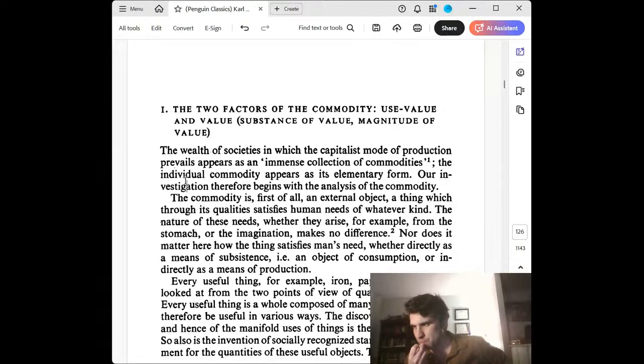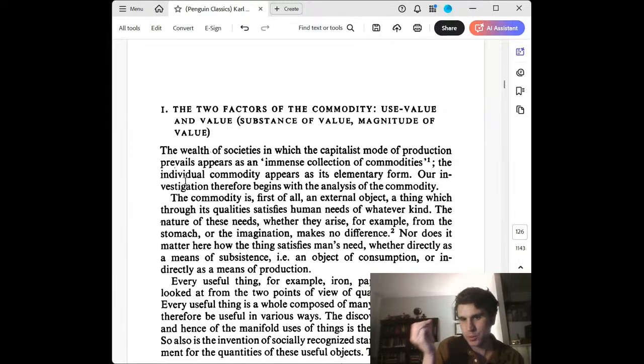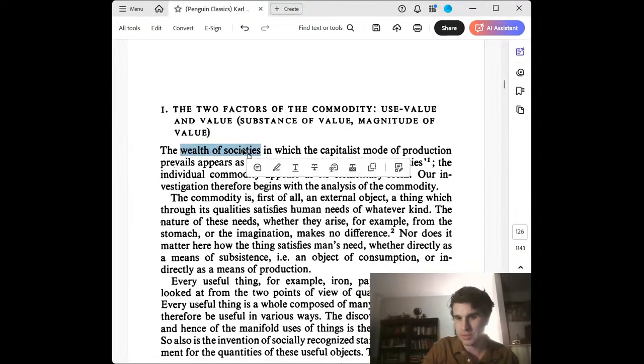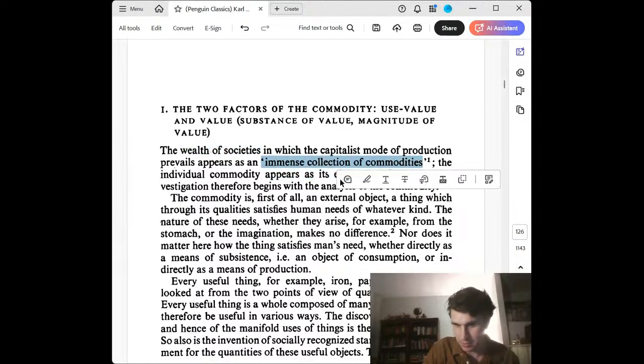One of the major problems that Marx identifies with a lot of the bourgeois economic thinking is that it sees only the appearance, but doesn't see the underlying reality. So the bourgeois political economist can understand some things about society at the level of appearances, but they don't go beneath them to the level of reality. Think about something like this: you have the wealth of society, and it appears as an immense collection of commodities.